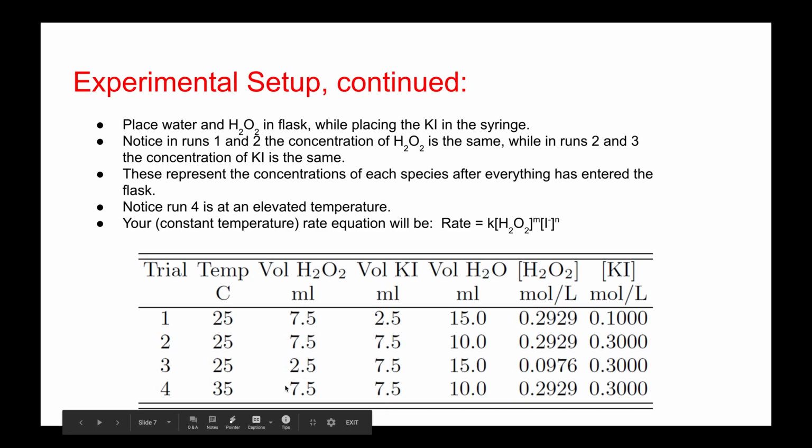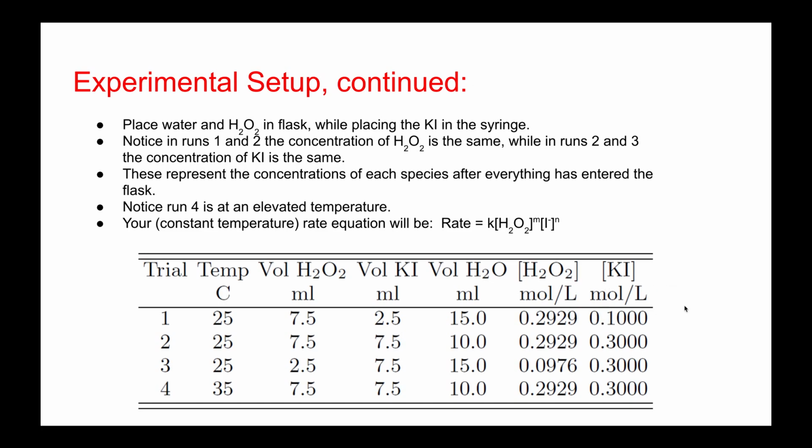You would add this amount of H2O2 each time to the flask, along with this amount of water. Eventually, you would inject this amount of KI into the flask. At the end, these are the concentrations. After these 3 are mixed, these are the concentrations. Let's call these the initial concentrations of H2O2 and KI in the flask. Remember I said earlier that the initial concentrations are going to change as a function of time since the H2O2 is decomposing, okay?